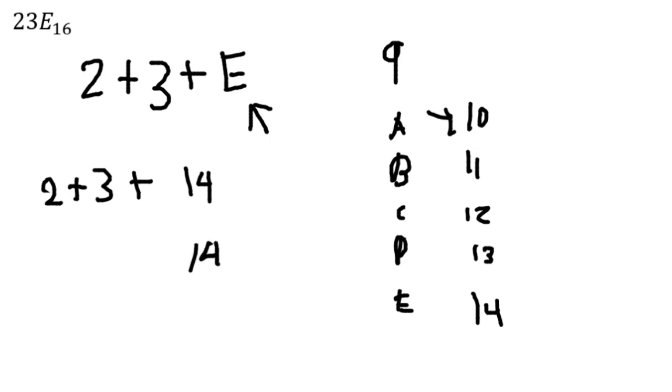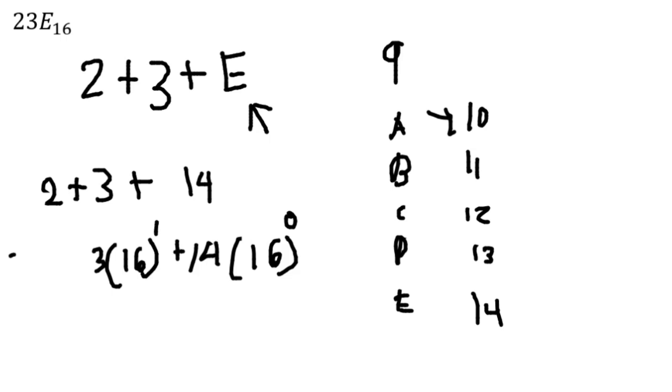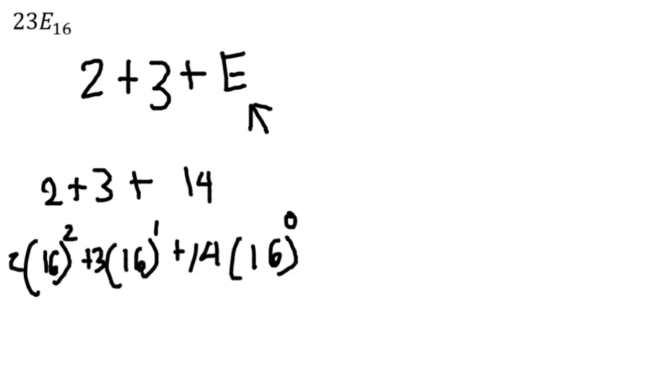What we're going to do is multiply it by 16 raised to the 0th power. And then this one is going to be 16 raised to the first power. And the 2 is going to be 16 raised to the second power. Now what we can do here is just multiply and add all of them. So let's take 16 squared, that's going to be 256, and we're going to multiply it by 2.